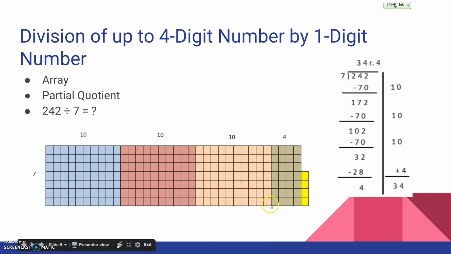This is the same process, just so that you can look at another example. This time we have 242, and we're splitting it up into groups of 7. So we have 7 rows, and then you can see, we made 10 groups of 7, 10 more groups of 7, 10 more groups of 7, 4 groups of 7, and then we had 4 left over. And so we recorded that over here, and we drew a picture on graph paper.